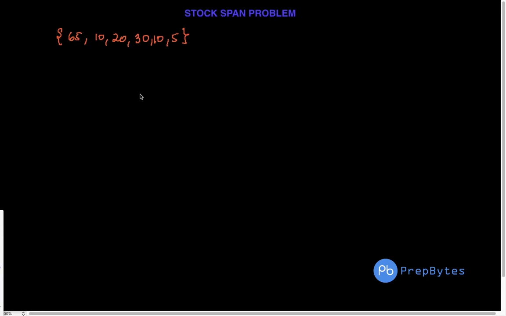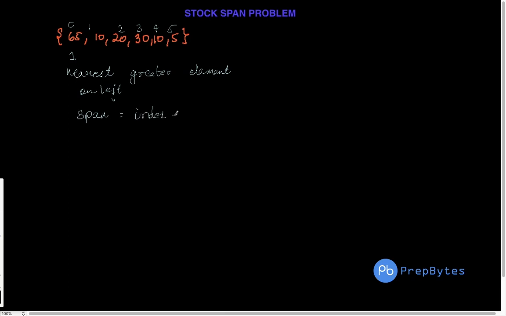So I hope you tried the problem. What we boil down to is that we have to find the nearest greater element on the left. Okay, so let's just see a pattern, and that will help us in deciding how to go further. In this case, for 65, anytime the span is going to be 1, right? For 10, the nearest greater element is having, so let's put the indexes, index 0, right? So as soon as we find the nearest greater element, the span is going to be the index of the current element minus the greater element's index.